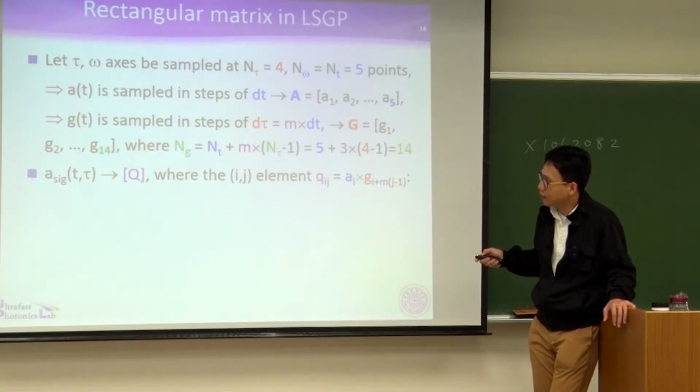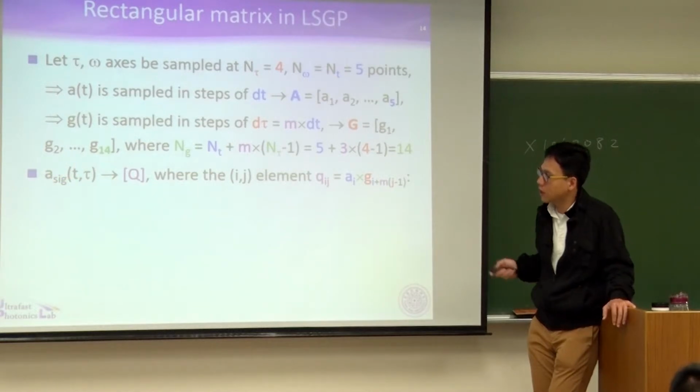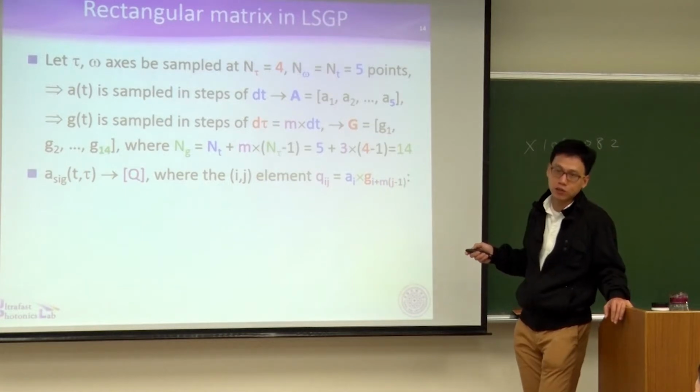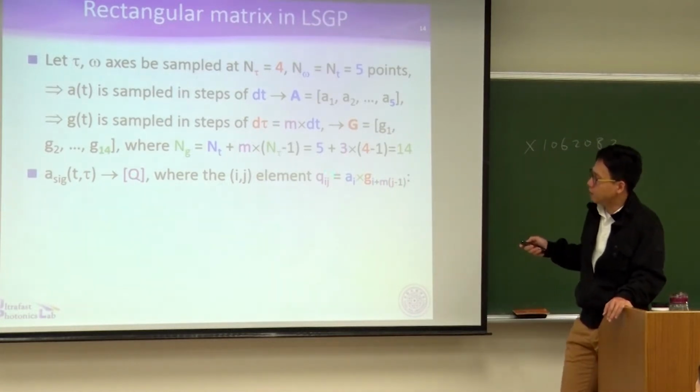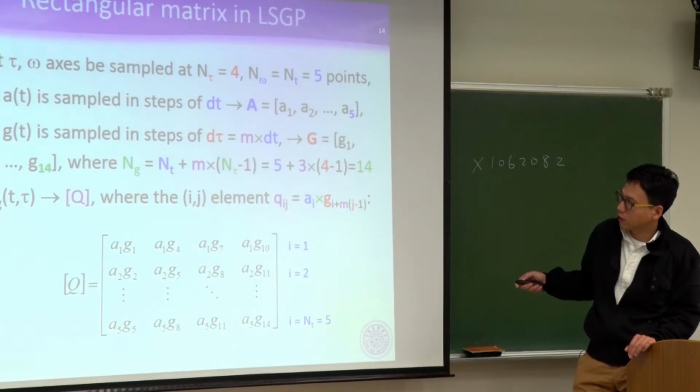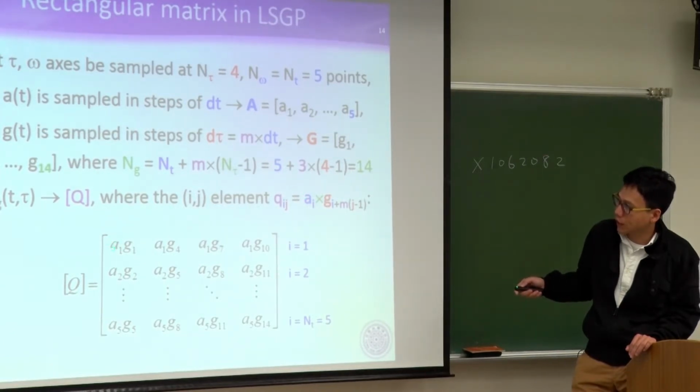Then you have to create a rectangular matrix to represent the gated signal A sub sig of t, tau. Here I designate the matrix as the Q matrix, okay? And the element Qij is governed by this relation, okay? For example, row by row is easy. I equals 1, so you will see Ai. So first row you have always A1. Second row you have always A2. The nth row you have, the fifth row you always have A5.